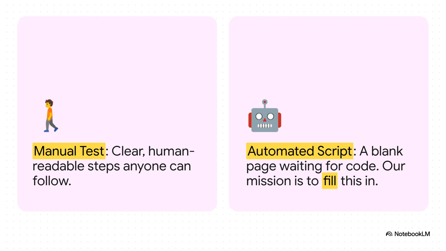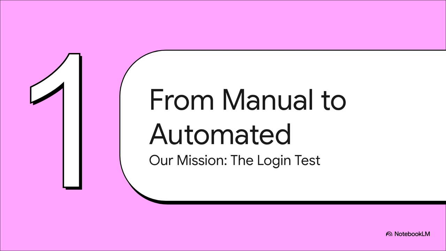Okay, so let's set the stage here. On the one side, you've got your manual test. Think of this like a recipe written for a human chef. Simple, clear instructions. And on the other side, well, that's our goal, the automated script. Right now, it's just a big old question mark. Our entire mission is to translate that human recipe into a language a robot can understand. So, where do we even begin?